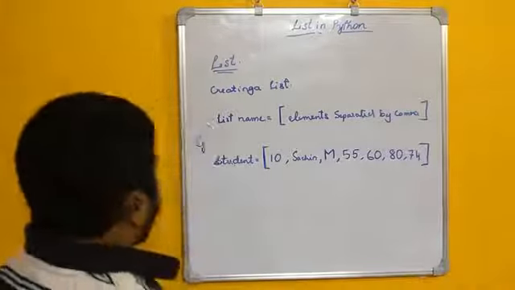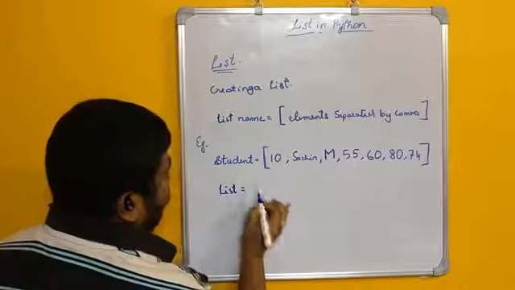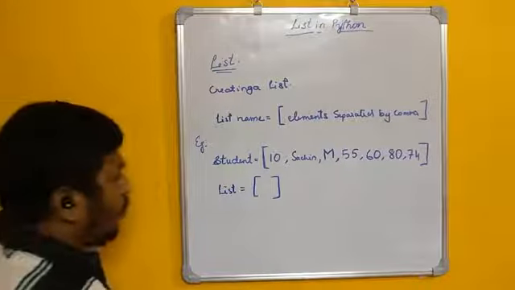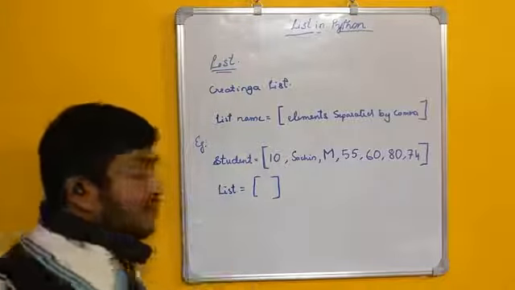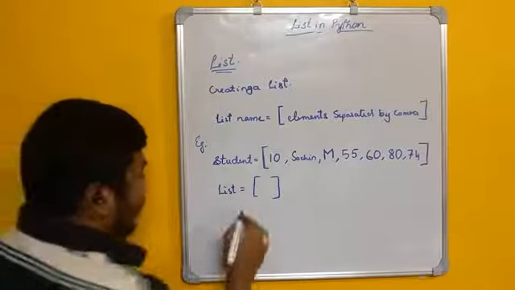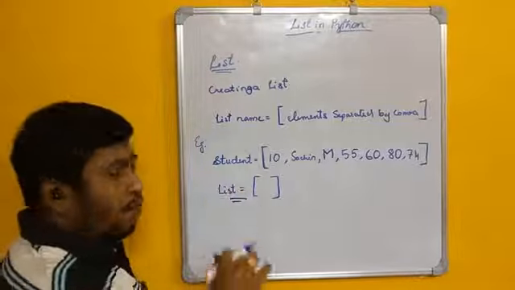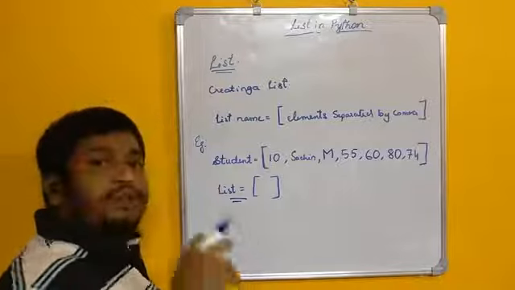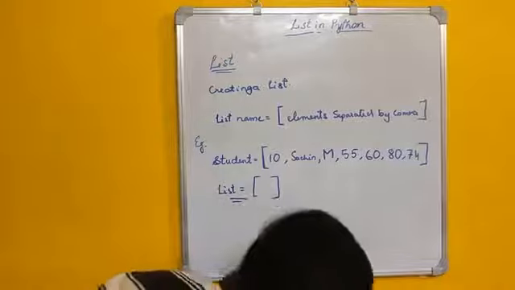If for example, say list is equal to open bracket, close bracket, nothing is there in the list. So now also a list is created. Now the empty list is created. Here the list is created but without the elements. So our general syntax is list name is equal to open bracket and close bracket. If there are more than one element, then we have to separate them by comma. Understood? This is what? Creating the list.